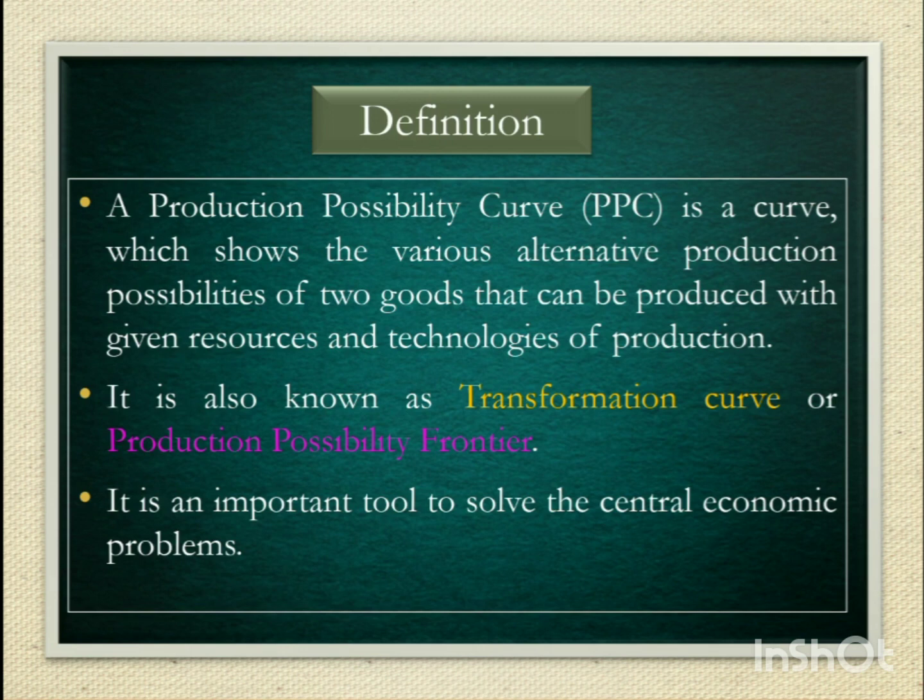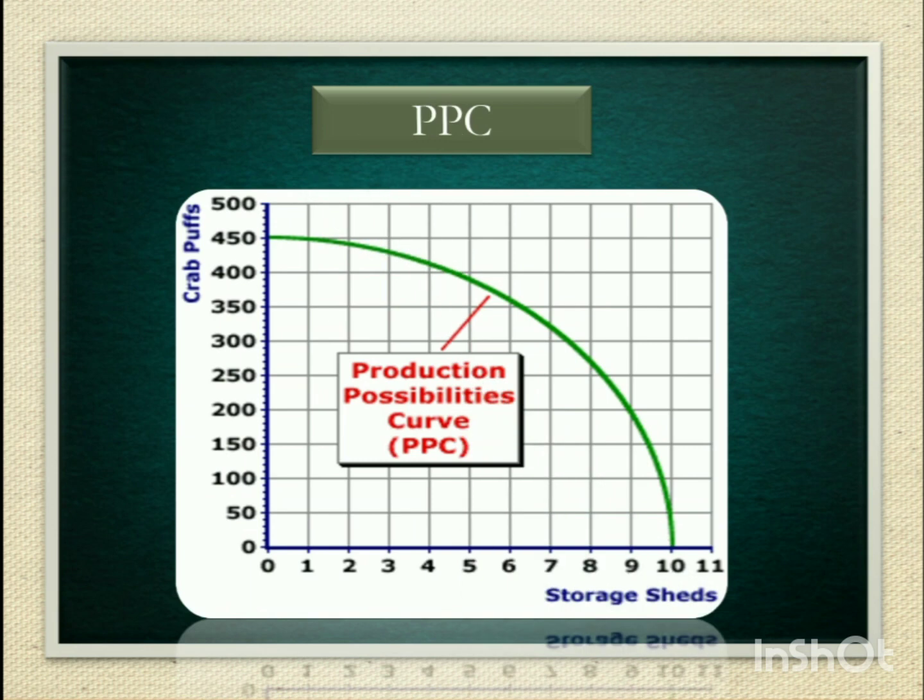So let me start. A production possibility curve, PPC, is a curve which shows the various alternative production possibilities of two goods that can be produced with given resources and technologies of production. It is also known as transformation curve or production possibility frontier. It is an important tool to solve the central economic problems.